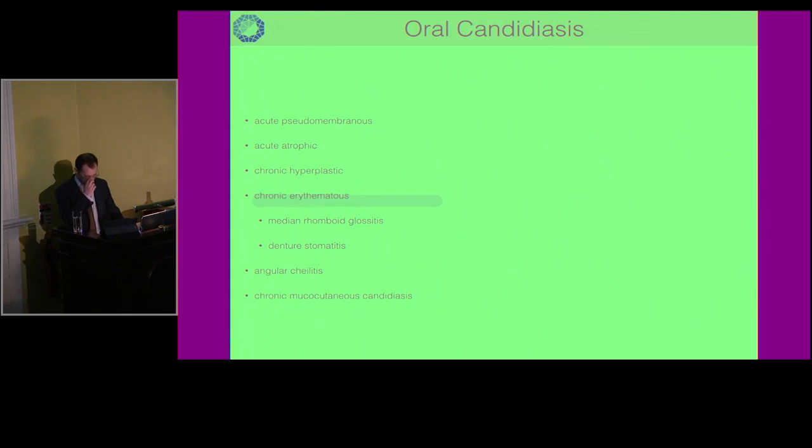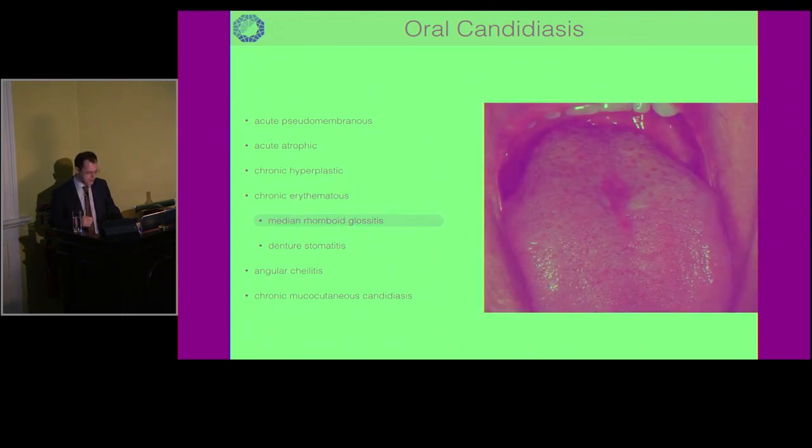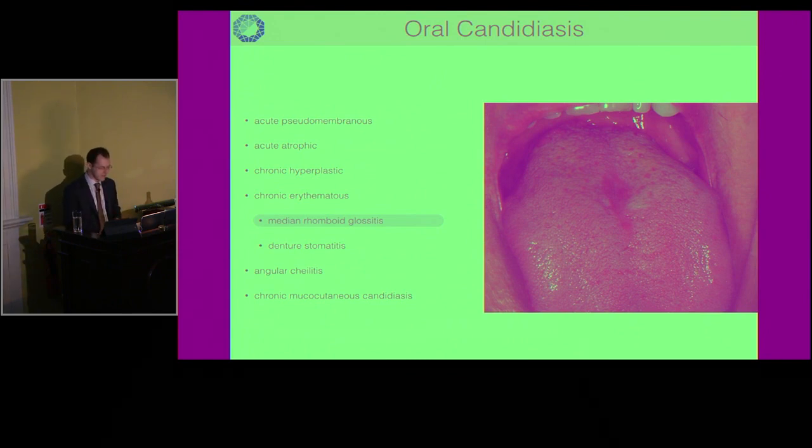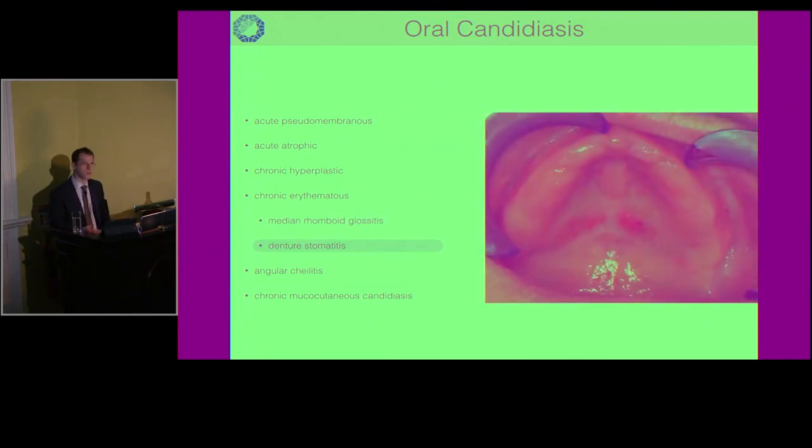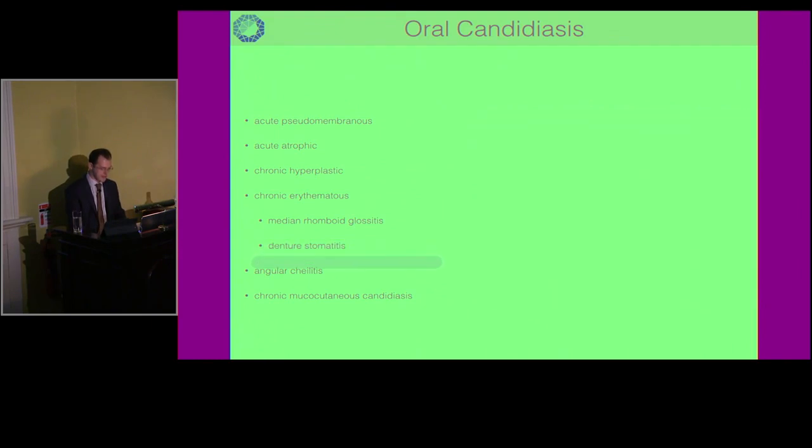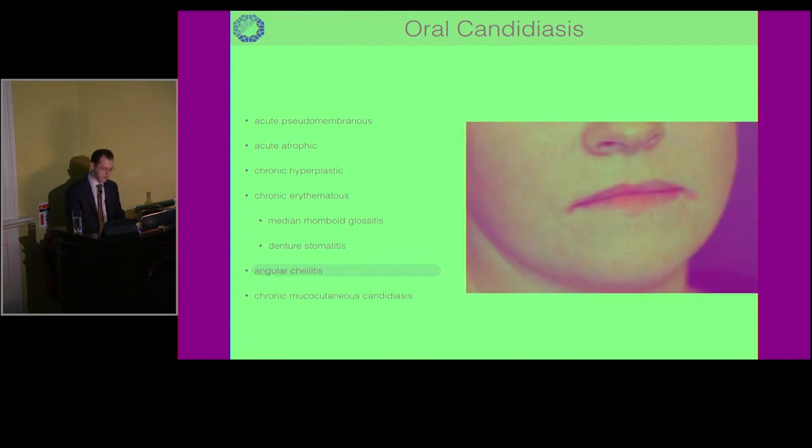And then chronic erythematous you can divide as median rhomboid glossitis, where you've got this rhomboid shape in the median surface of the tongue. There's often a kissing lesion on the palate where they touch, so you get a corresponding redness on the palate as well. And then denture stomatitis, which you'll all see all the time, particularly common in 24-hour denture wearers or people who aren't cleaning their dentures effectively. Angular cheilitis, then you'll see this redness at the corner of the mouth. Can be caused also by Staph aureus as well as Candida, but Candida would be more common.